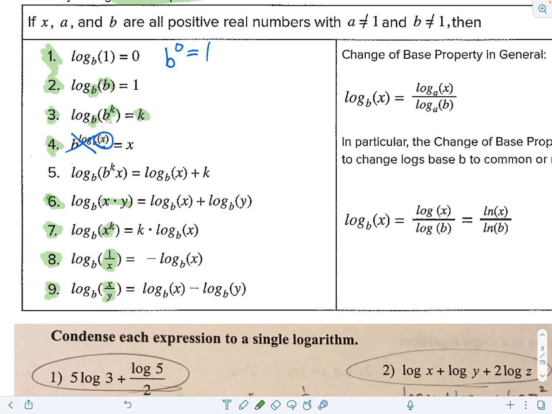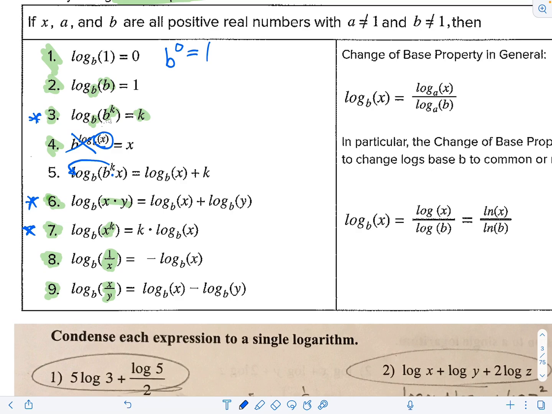Now, number 5 is kind of a combo of the product and the power. And so it is just breaking up b to the k and x, and then taking the power out in front, and I think it's also a combination of number 3.